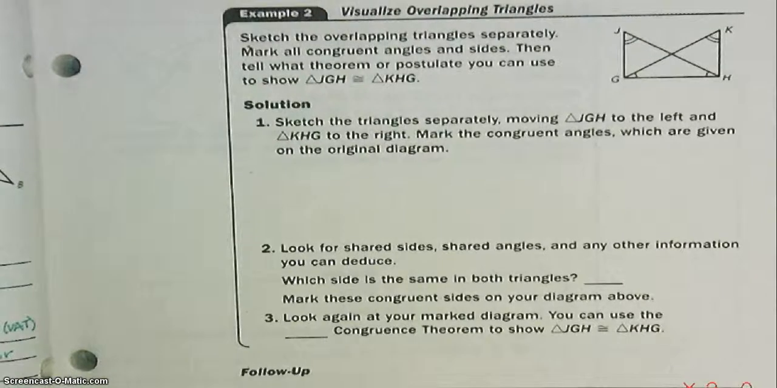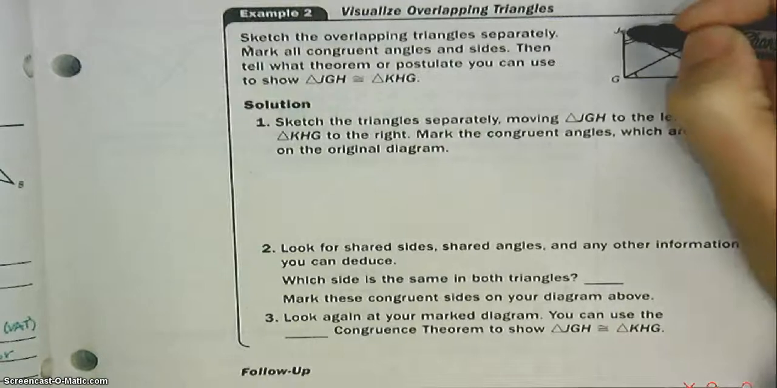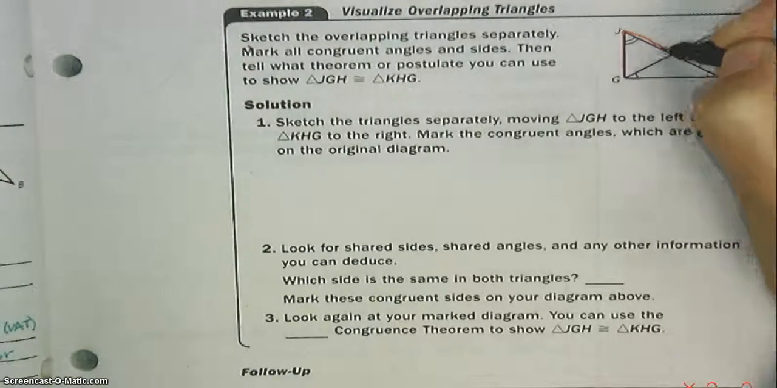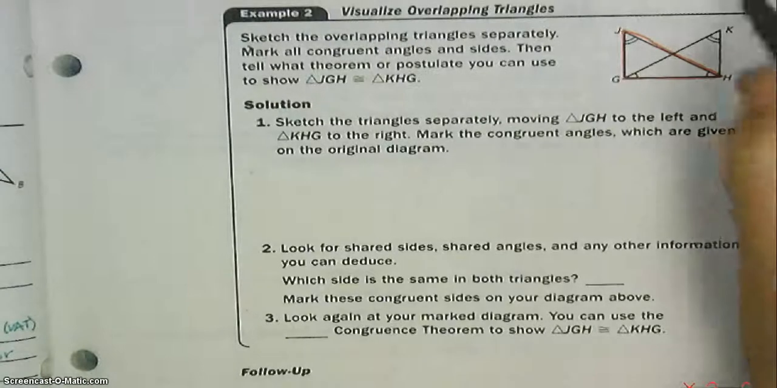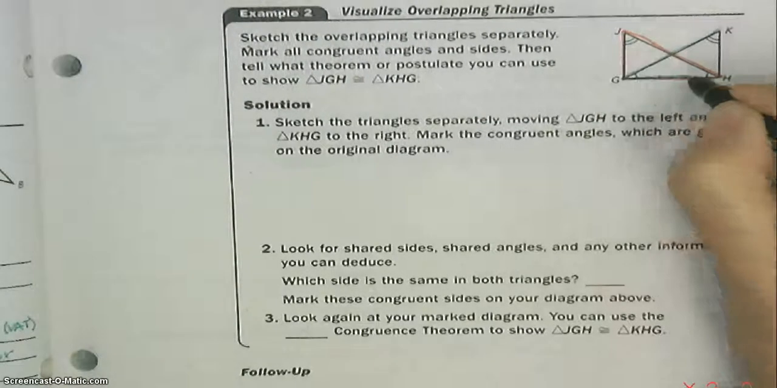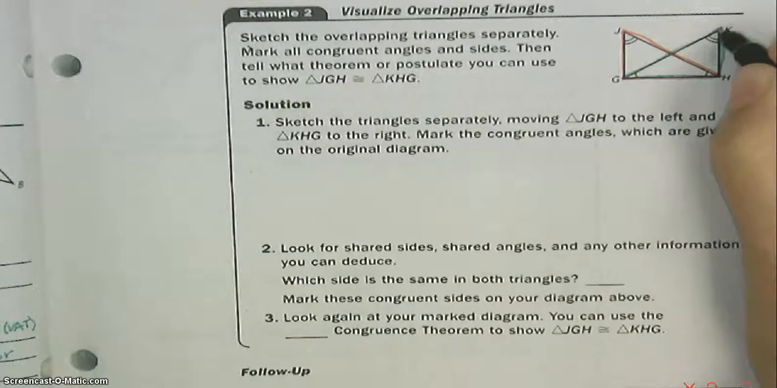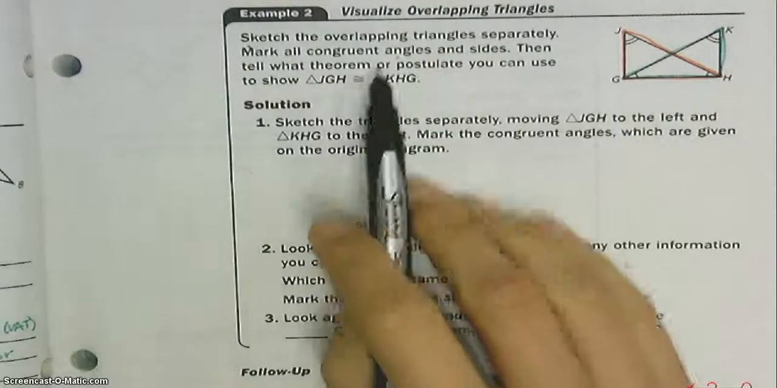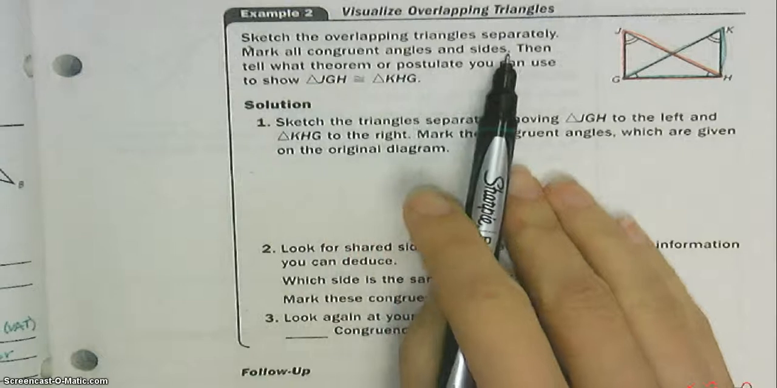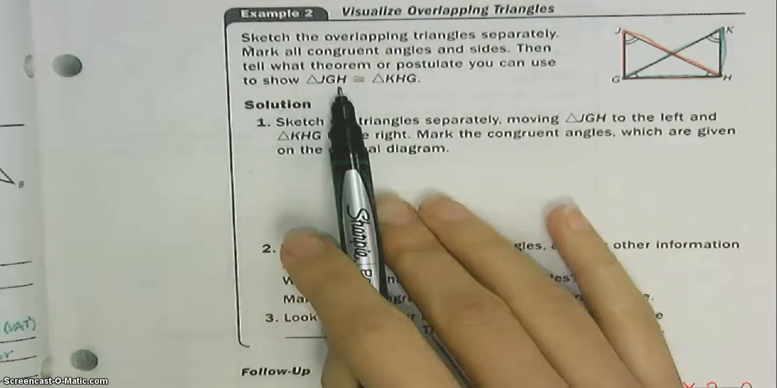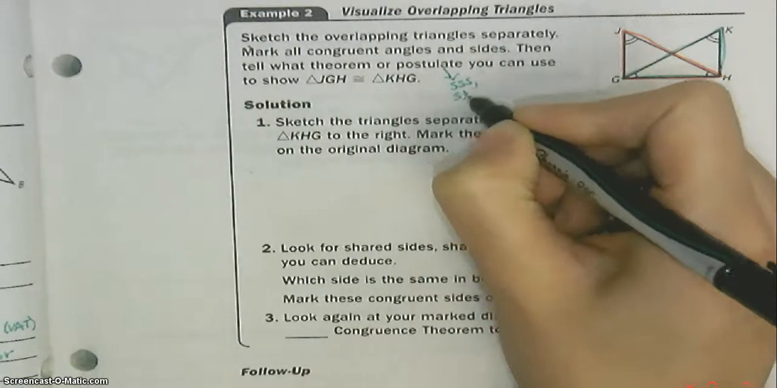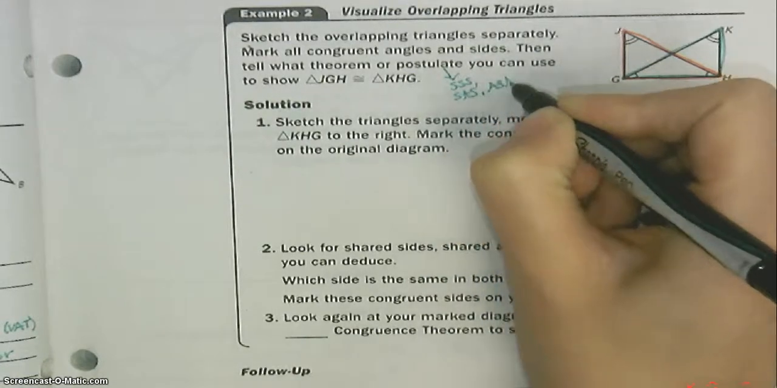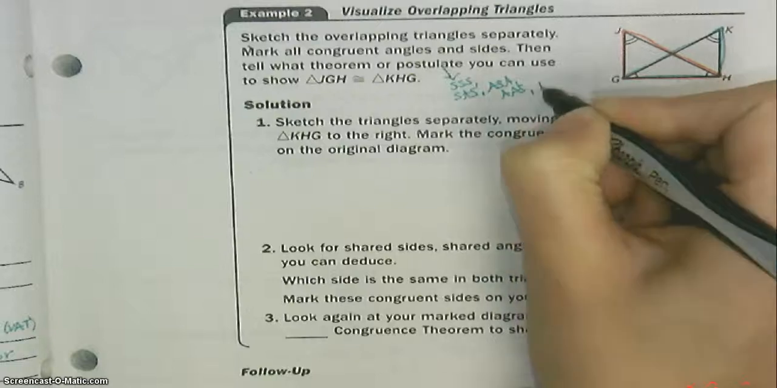All right, another important part is to be able to redraw the overlapping triangles separately. So I'm going to have, here's a red triangle, and here's a green triangle. And we are going to redraw them separately, mark all the congruent sides and angles, and then tell why they're congruent. What postulate or theorem? Remember, our choices are SSS, SAS, angle, side, angle, angle, angle, side, and HL. Those are our choices.